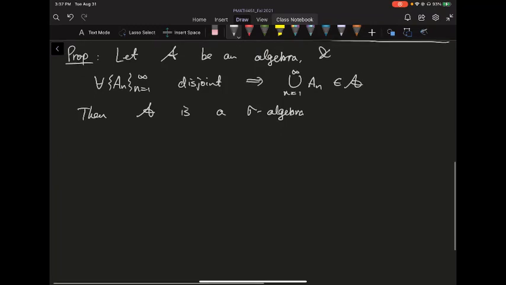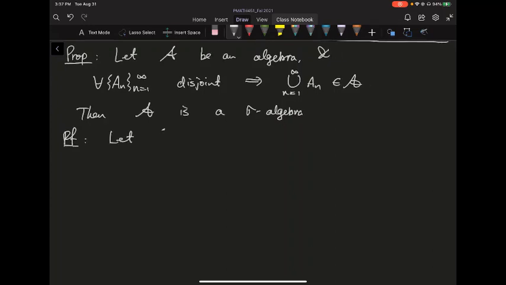So what's the idea of this proof? Well, it uses a little trick of breaking this union into a disjoint union, and I'll describe this trick here. You may have seen it if you've taken PMATH 450. It's a trick that we'll eventually use in later proofs. So let's start. To show that A is a sigma algebra, because A is already an algebra, we just need to show A is closed under taking countable union.